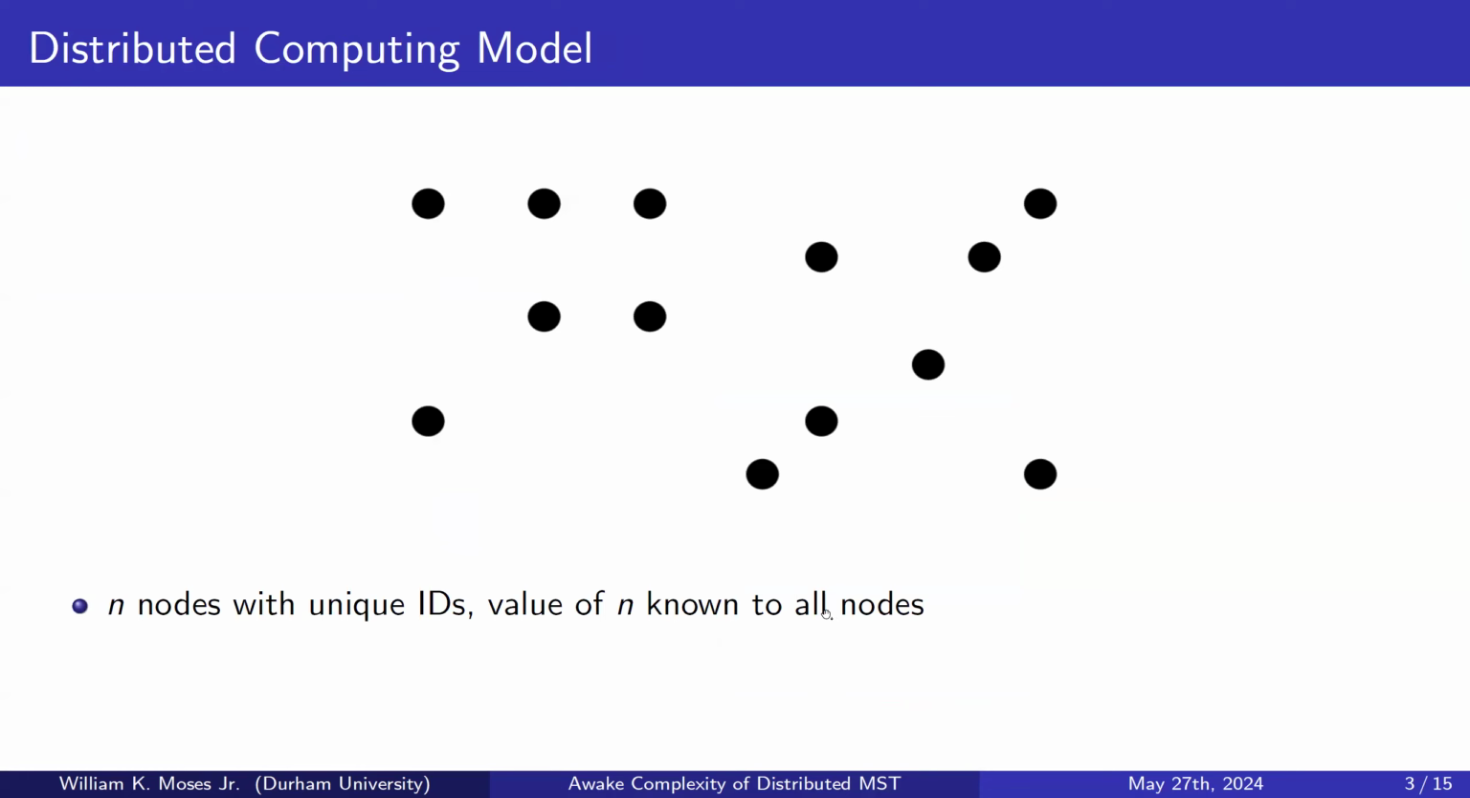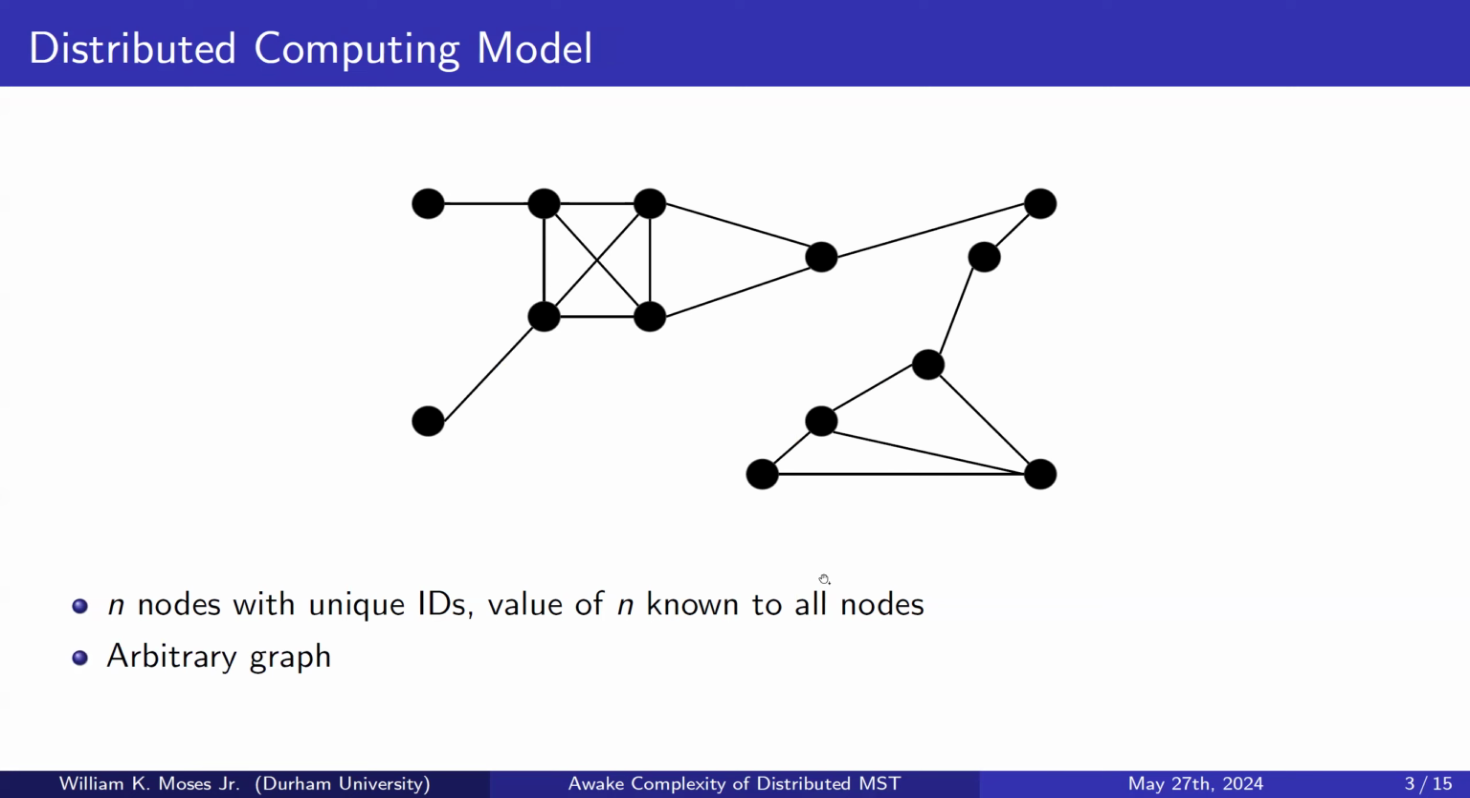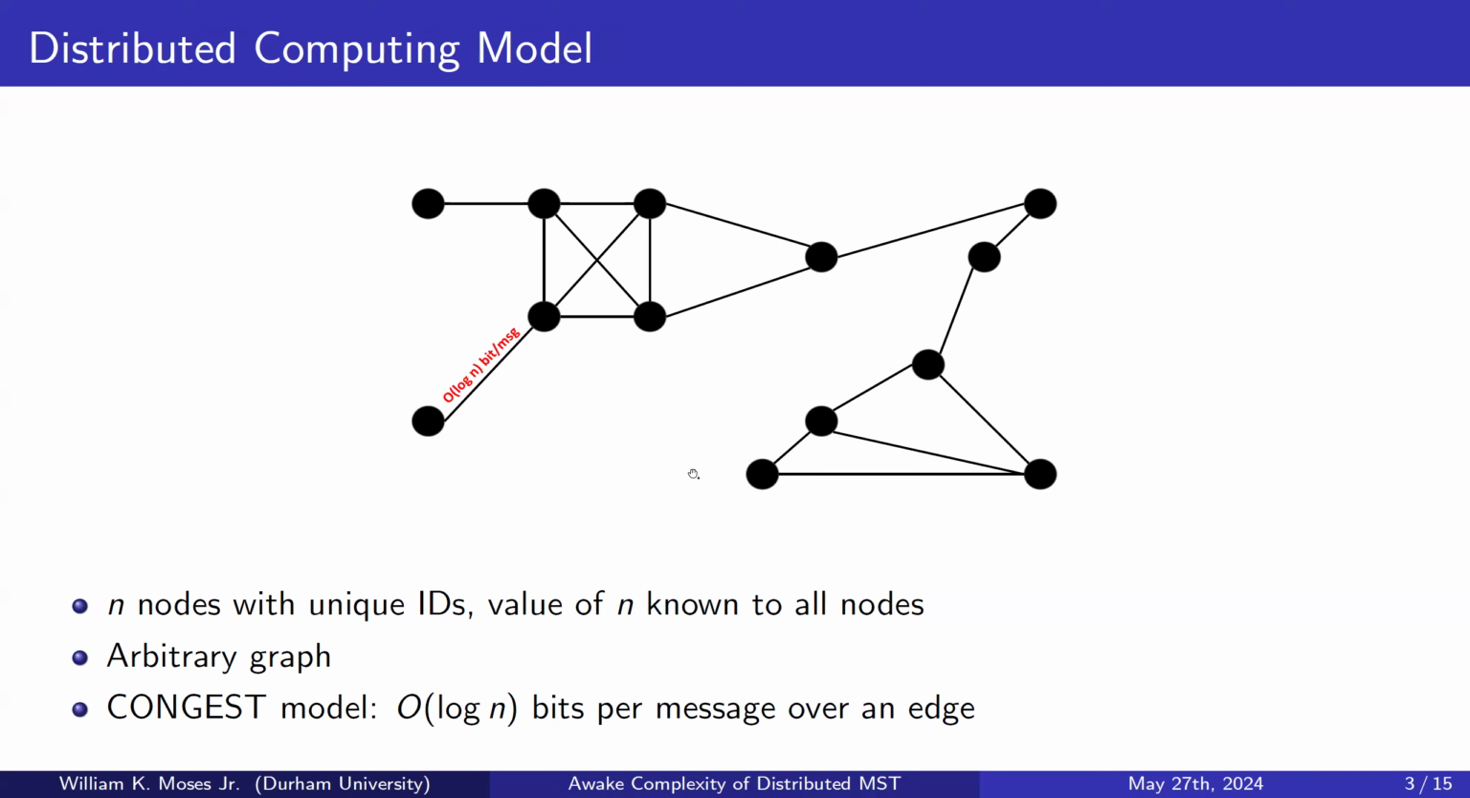Let's look at what model we're going to be using. So in this model, it's a distributed computing model where we have n nodes, each with a unique ID, and each node knows the value of n. Furthermore, the nodes are connected in some arbitrary manner, and this is the congest model. What does that mean? Well, time proceeds in rounds, and in each round over a given edge, nodes can send and receive a constant number of messages, each of size log n bits. So there's congestion on the network edges.